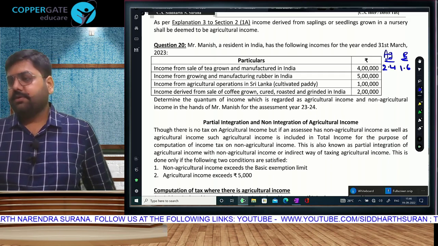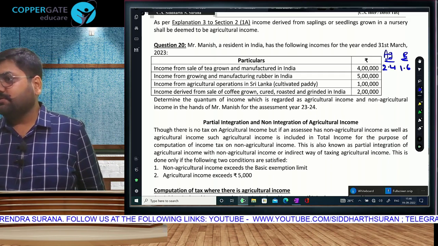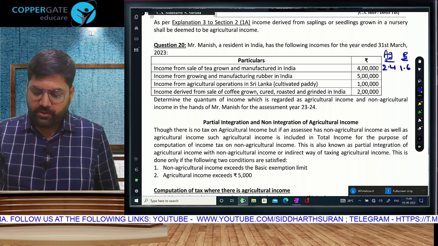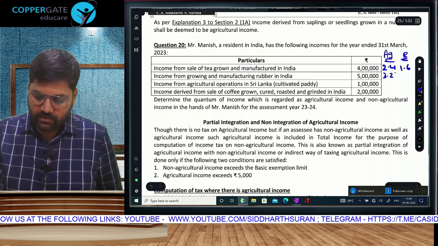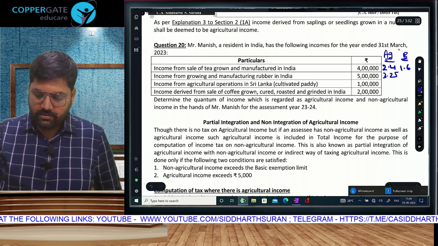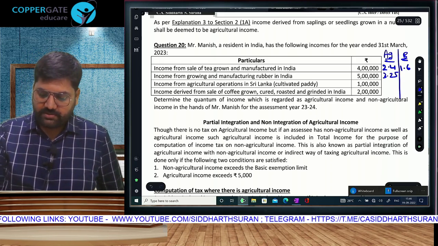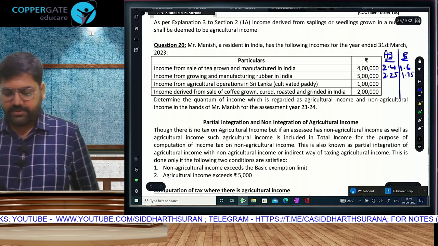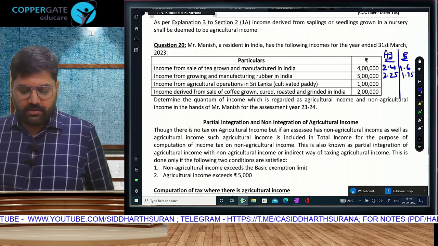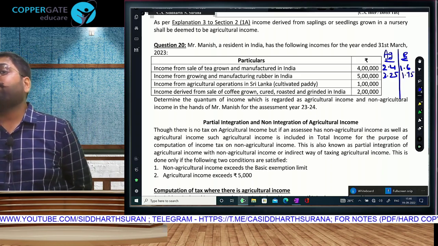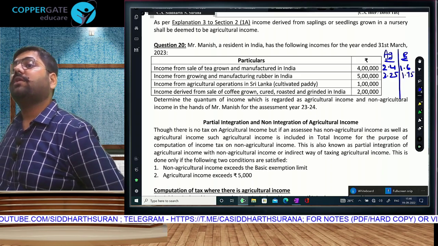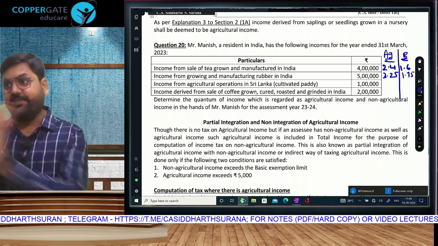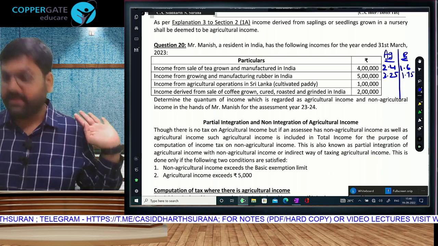Rubber: 65 agriculture, 35 business. 65% of 5 lakh is 3.25. Correct? And how much is going to business? 1.75. Next, agricultural operations, cultivated paddy. They have not given us the fair market value. But this is only cultivation, fully cultivation, so it is fully exempt, fully agriculture. Correct?